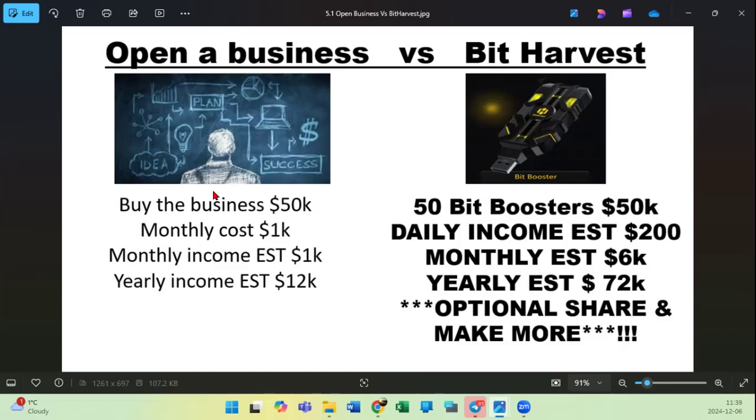So in the old school way, I had to buy a business. So I bought a business for $50,000. Could be whatever kind of business, but the monthly costs, like, you have to keep the lights on. I got to keep on buying product, and I got to keep on paying my employees. Okay. So I bought a business for $50,000.